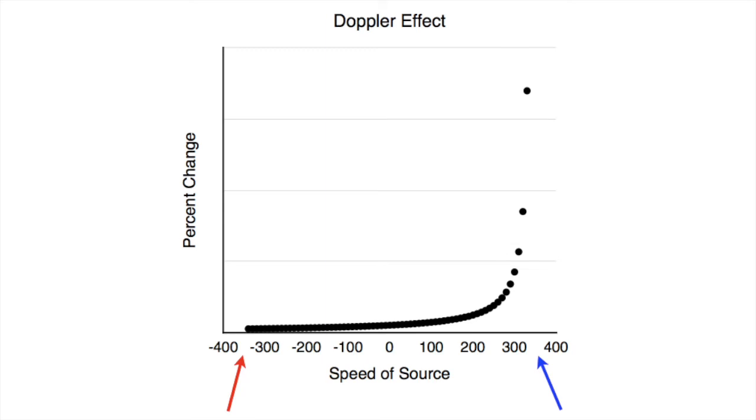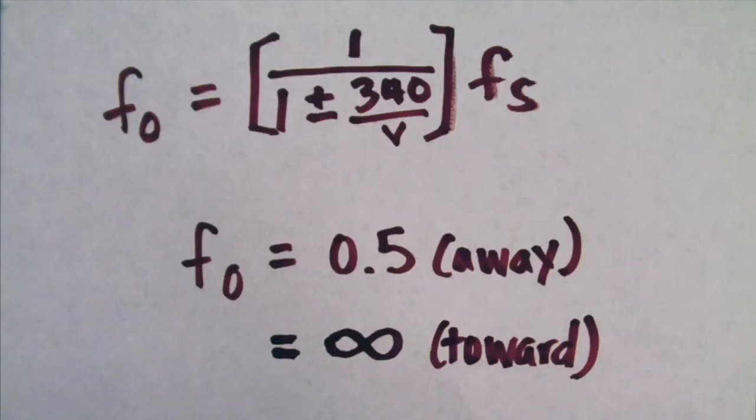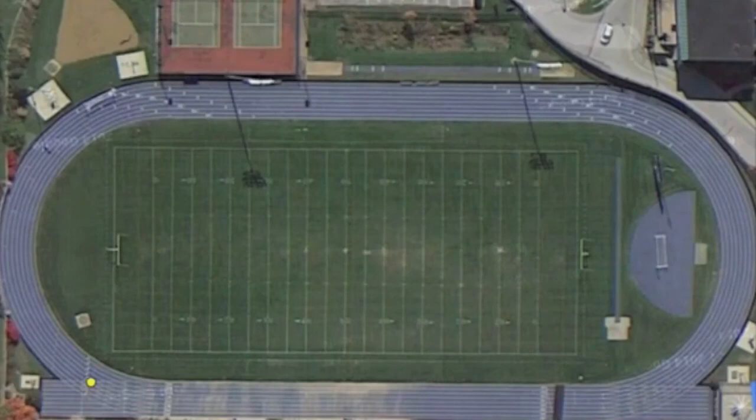Here's our graph again at plus or minus 340 meters per second. When the sound is moving away from the observer, you get 50% of the original frequency. When it's moving towards, the frequency is infinite, thus higher than what we can hear. Here's what it looks like at 340 meters per second.